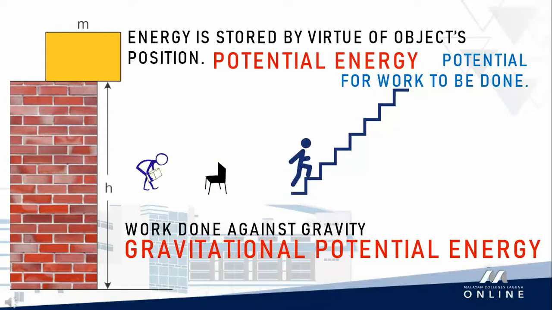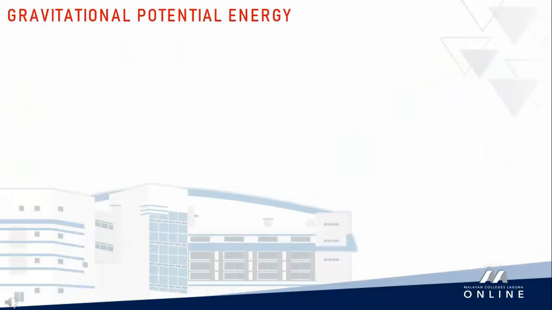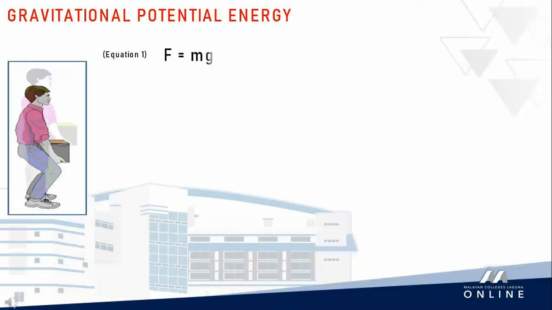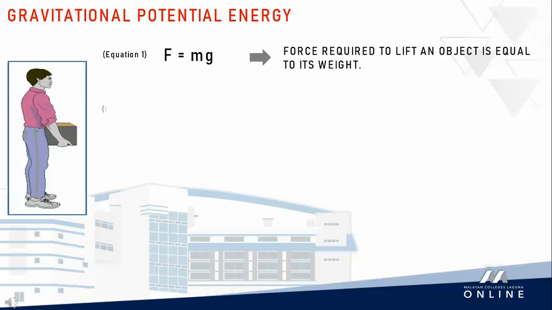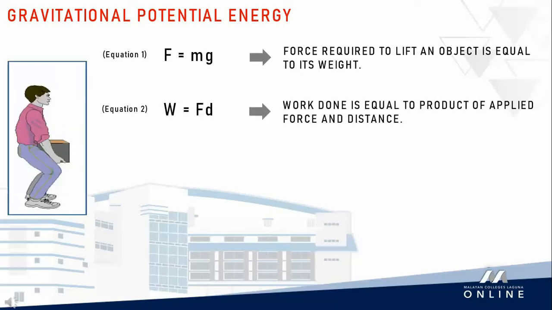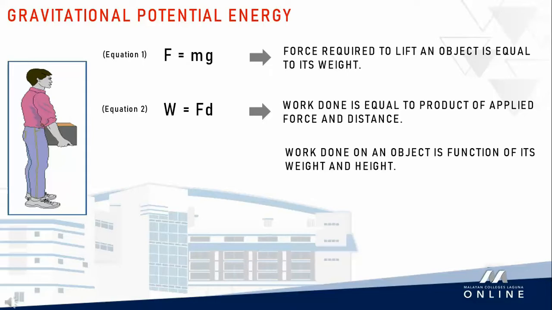This is also the energy associated with the state of separation between two objects that attract each other by gravitational force. To quantify gravitational potential energy, when the object is lifted at a constant speed, the force required to lift it is equal to its weight, mg. Again, our general definition for work done on an object is the applied force multiplied by the distance traveled. From this, we can say that the work done on an object against gravity is a function of its weight and relative position or height.